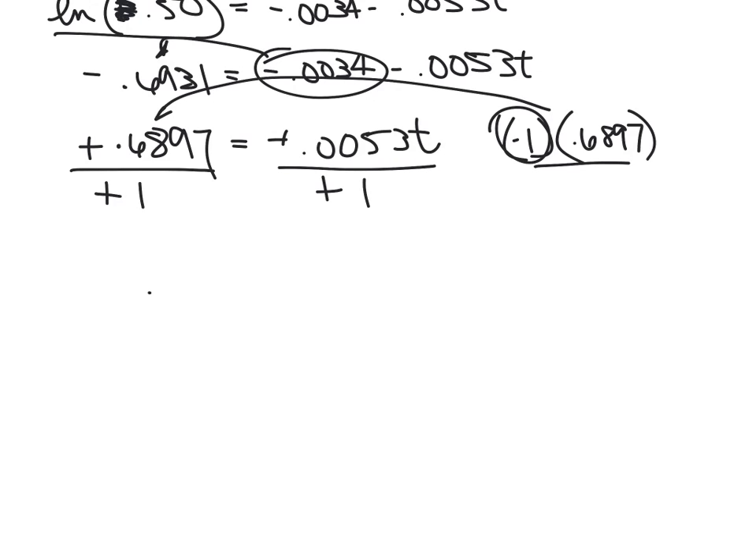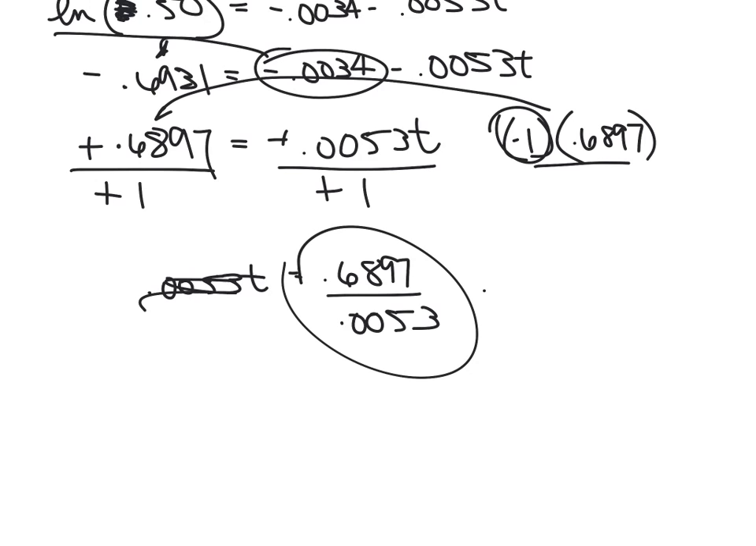So anyway, I have 0.0053 T equals 0.6897. Divide both sides by 0.0053. That goes away. And T is this, which is approximately 130.14. So that's the tax, $130.14, that will give us our answer there. All right, so that's it for lesson 5.3.